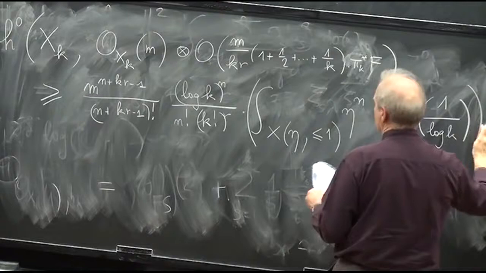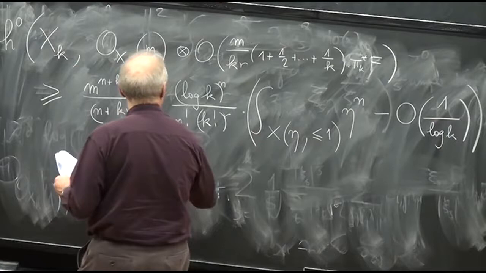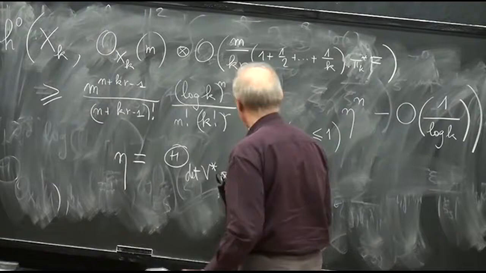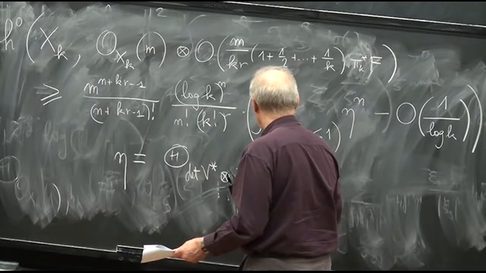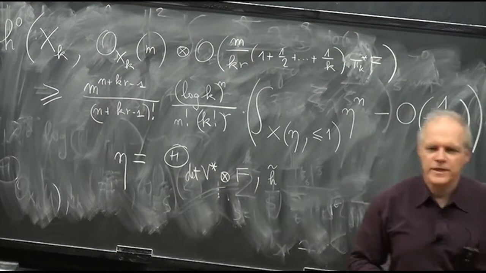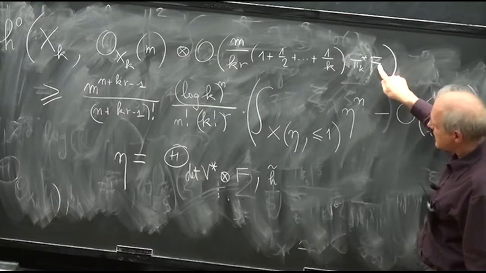And eta here is the curvature of the determinant of V star, twisted by f, for any metric of this. Because you have to remember that to apply the vanishing theorem, you have to twist by slightly negative. So you can take f to be slightly negative, so you can take f to be minus a, for instance.